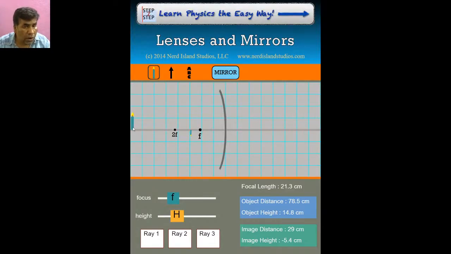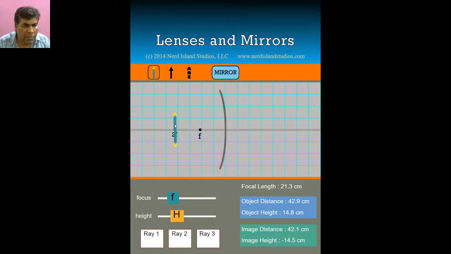No, sorry, here not infinity. Between infinity and beyond C, we can tell. So if it comes to the center of curvature, what happens? The object size and image size will be the same.